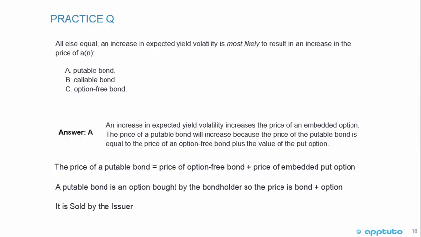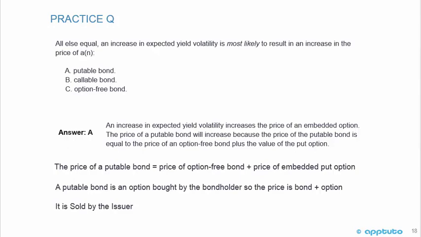An increase in expected yield volatility increases the price of an embedded option. So the price of a puttable bond will increase because the price of the puttable bond is equal to the price of an option-free bond plus the value of the put option. Because again, the puttable bond is an option that gives the holder, the bondholder, the right but not the obligation. So we're looking for an increase. Volatility increases the value of the option, and that'll increase the price of the puttable bond.